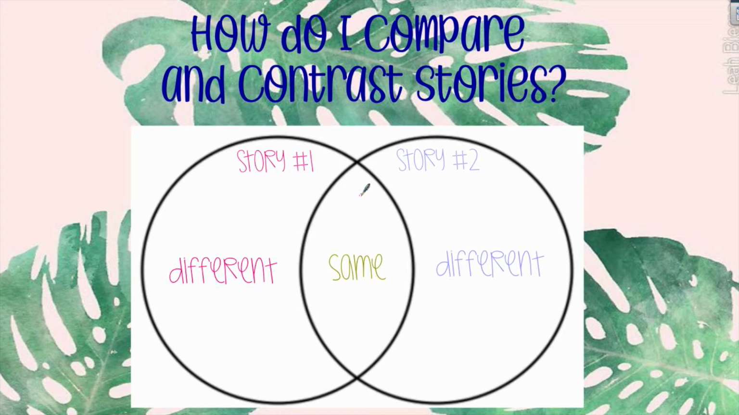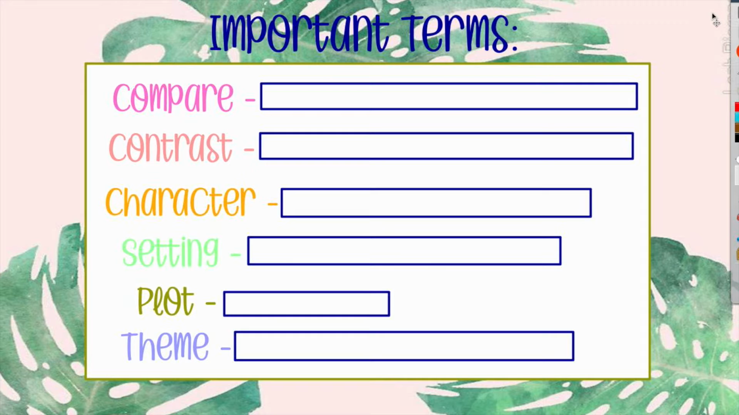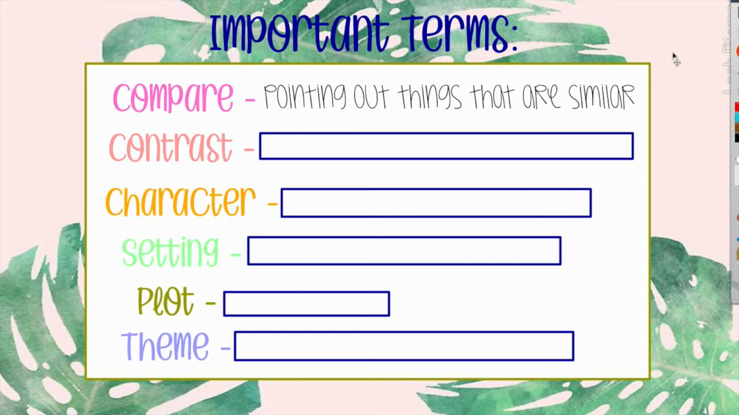Before we jump into that, there are a few important terms that I would like to discuss so you can have a better understanding of these words while we compare and contrast the stories. The first term that I want us to better understand is the word compare. Whenever you're comparing something, you are pointing out the things that are similar. So today, whenever we're comparing our two stories, we're saying how they are the same or similar.